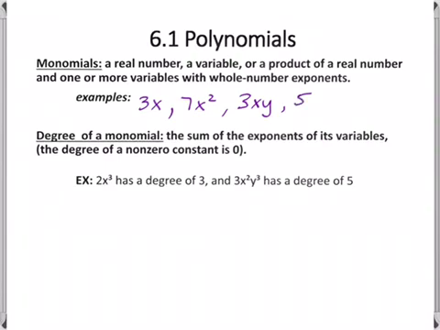The degree of a monomial is the sum of the exponents of its variables. So for example here, 2x to the third has a degree of 3, where 3x squared y cubed has a degree of 5.